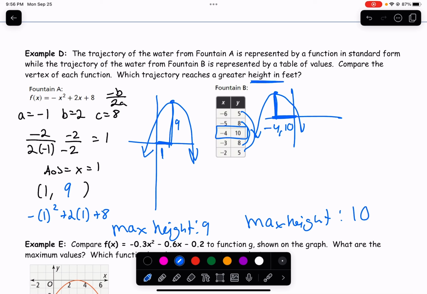So which trajectory has a greater value? That's going to be fountain B is our answer.